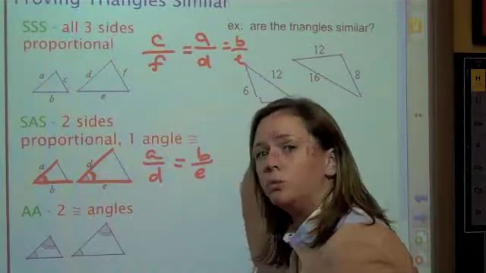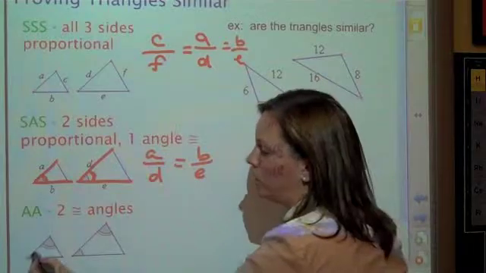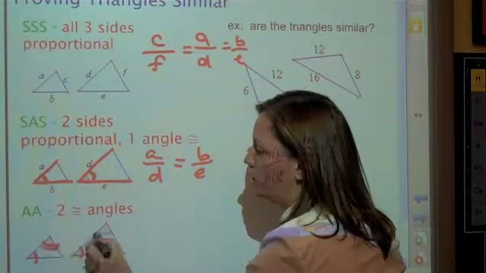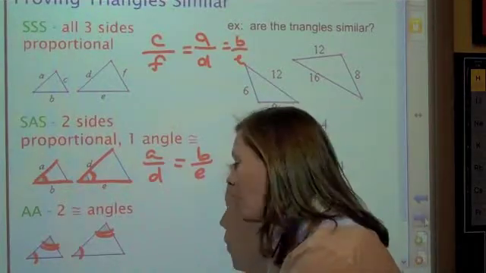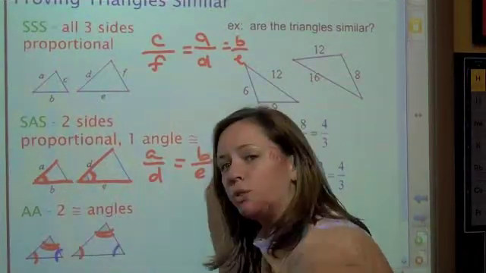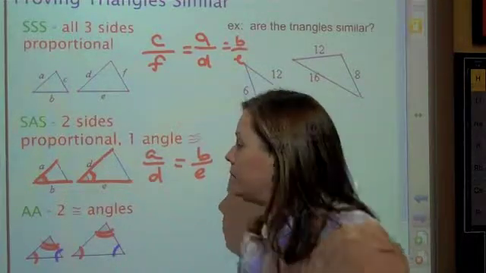Now the last way that you can prove similarity is what we call angle-angle similarity, and that's where you know that 2 angles of one triangle are congruent to 2 angles of the other triangle. Because if you know that 2 are congruent, you know actually that that last one is going to be congruent as well, because all the angles have to add up to 180 degrees.